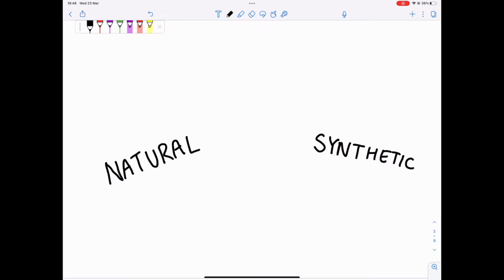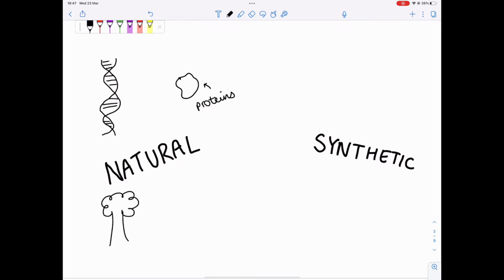There are only two kinds of polymer, natural and synthetic. Natural polymers are, unsurprisingly, made in nature, some examples of which are DNA and proteins. I promise that is supposed to be a protein, as well as cellulose in plant cell walls to strengthen the cells.